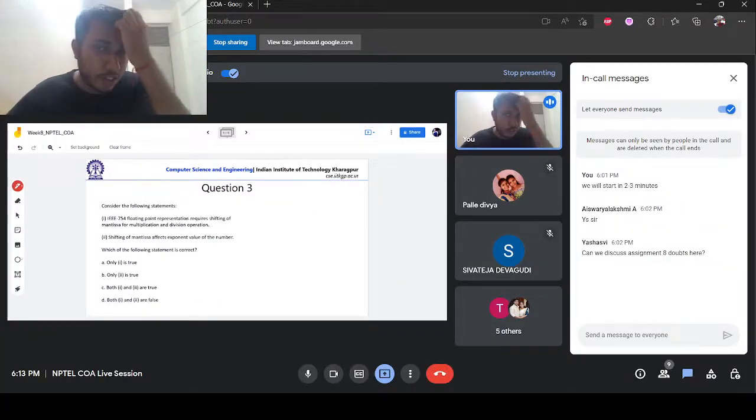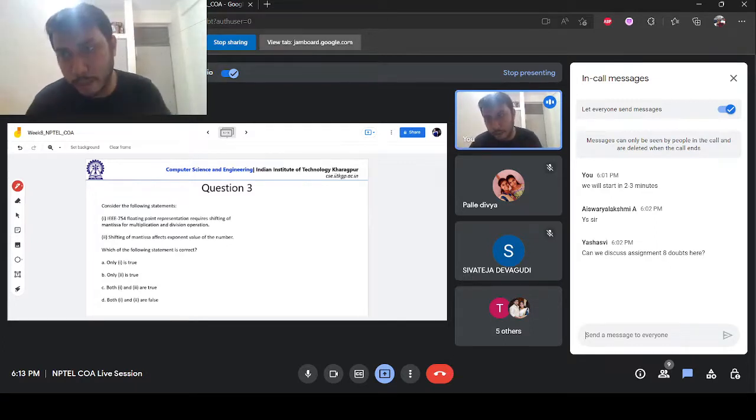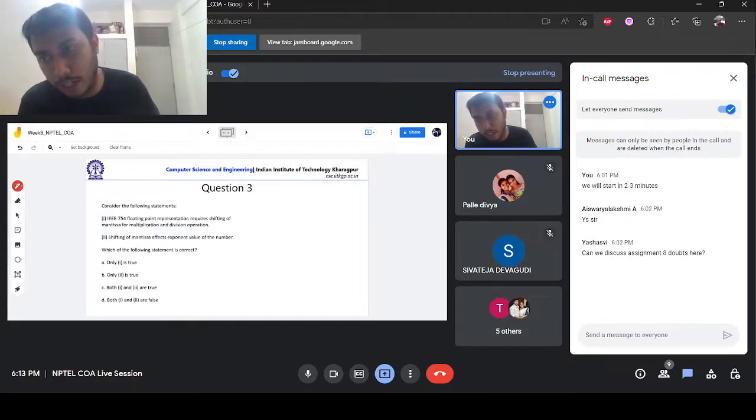So this is the third question. The question says, consider the following statements. Statement 1: IEEE 754 floating point representation requires shifting of mantissa for multiplication and division operations. Statement 2: shifting of mantissa affects the exponent value of that number. Which of the following statements is correct? You can write the answer in the chat. I will then start. Let me see how many of you can do this.